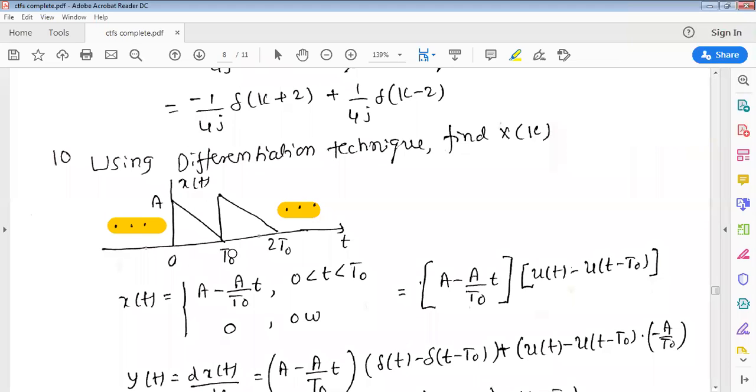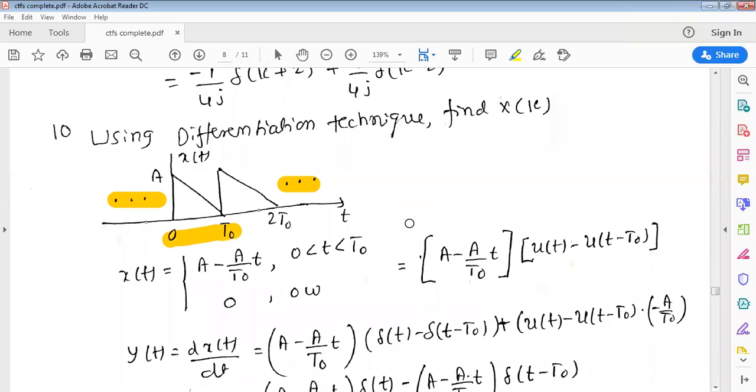The period of the signal is T naught, from 0 to T naught. Okay. So how do you define the signal? It is A minus A by T naught into T. So how did you get A by T naught? It is nothing but the slope. What is the slope? A minus 0 divided by 0 minus T naught. That is A minus A by minus T naught into T.